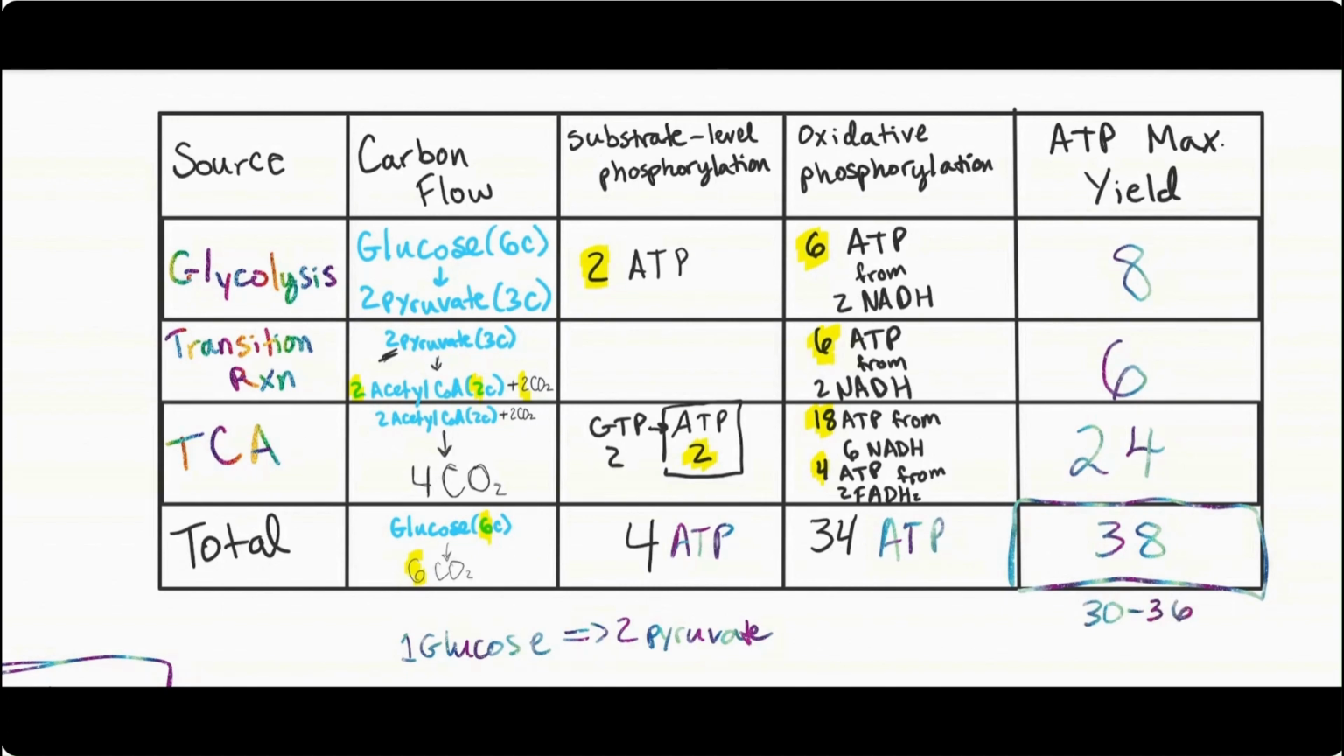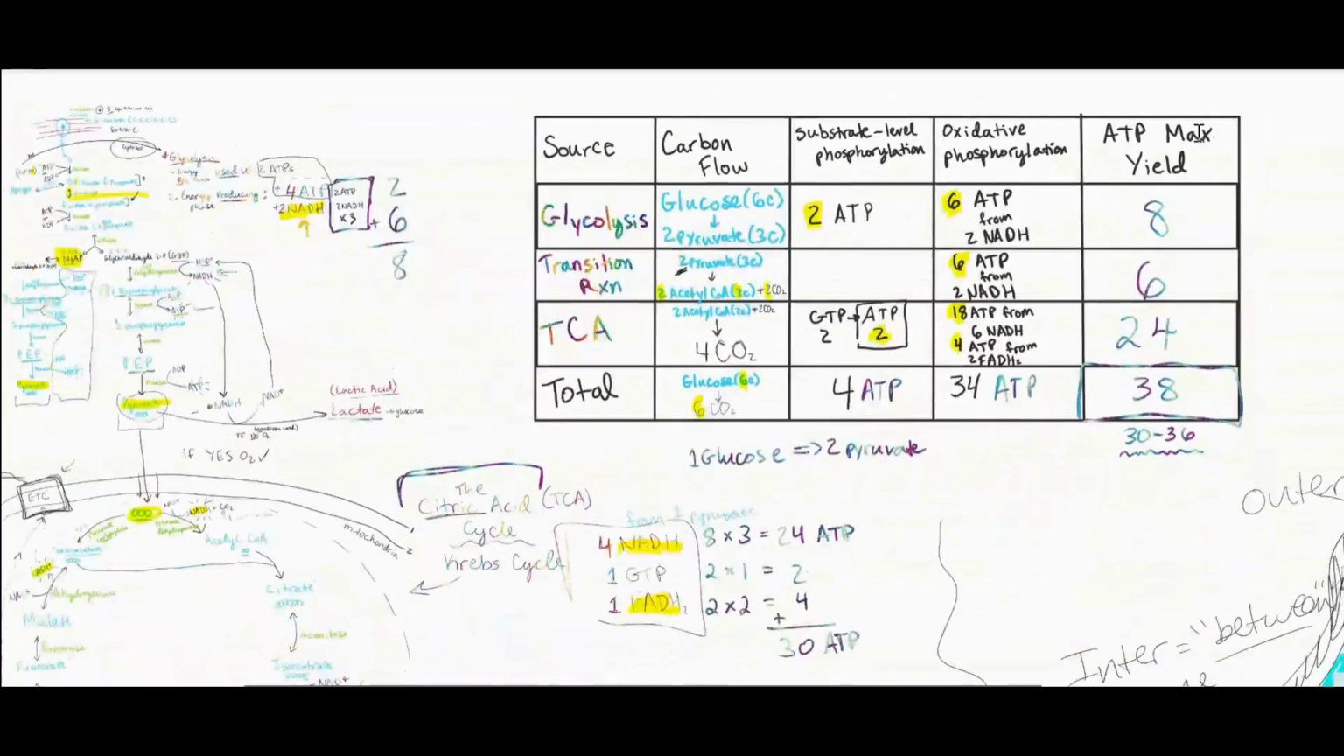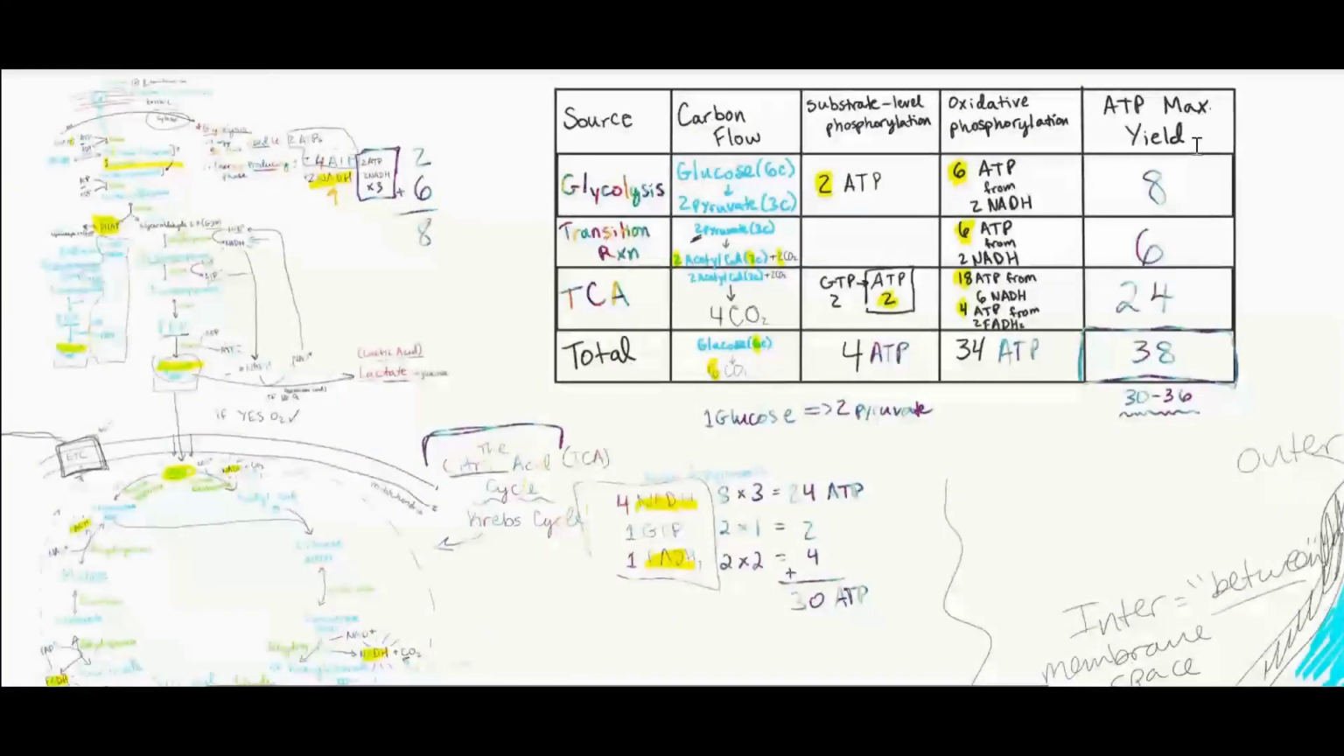Sound good? So if you've ever heard that cellular respiration produces exactly 34 ATP, that's probably because people are mistakenly only referring to the energy we get at the very end through oxidative phosphorylation in a perfect system. They're basically excluding the ATP we produce directly in this whole process. They're only looking at a part of the whole. But the total maximum yield in a perfect system would be 38 ATP, which in reality will be equivalent to about 30 to 36 ATP.